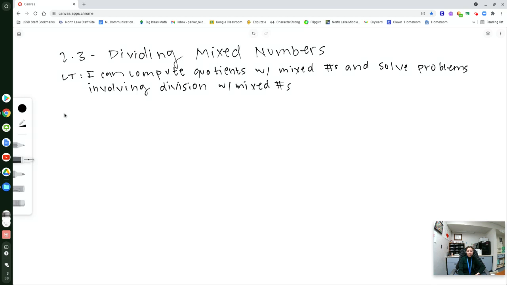All right, so today's lesson is very similar to our last lesson about dividing fractions. It's just that this time we're going to be dividing mixed numbers. So let's start by talking about what are the steps to dividing mixed numbers? Well, step one is going to be to change any mixed numbers. Maybe both are mixed numbers, maybe only one is. Change your mixed numbers into improper fractions.